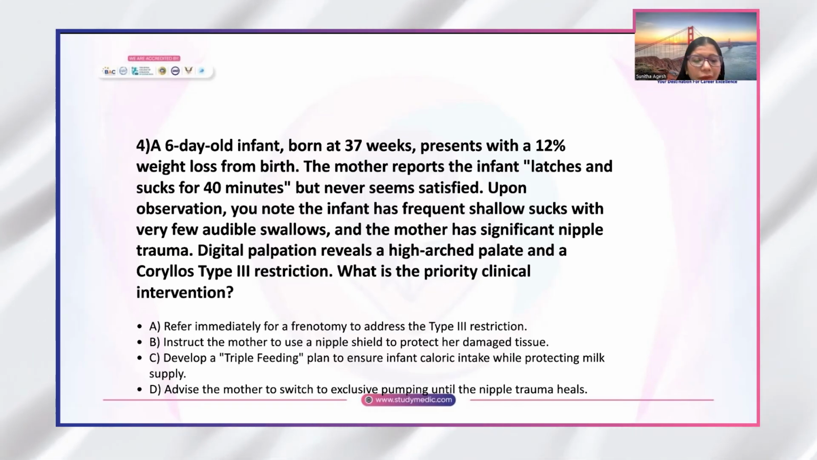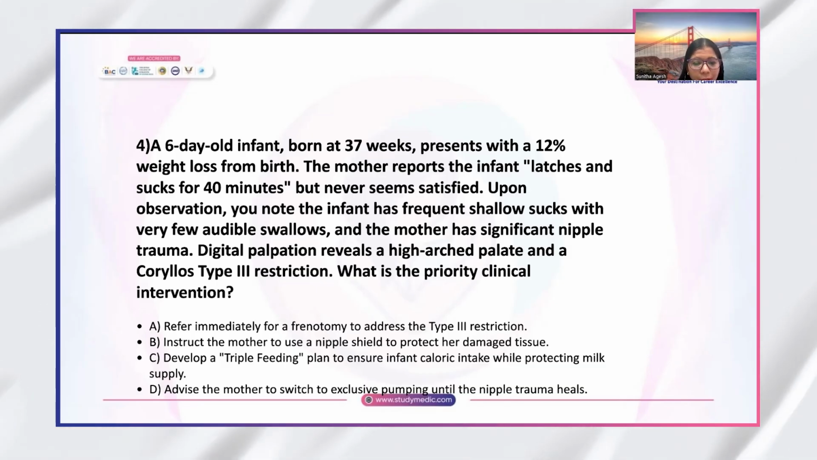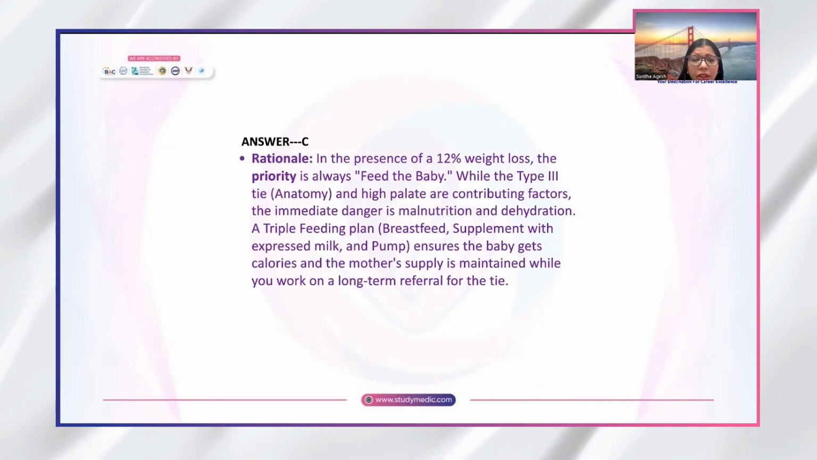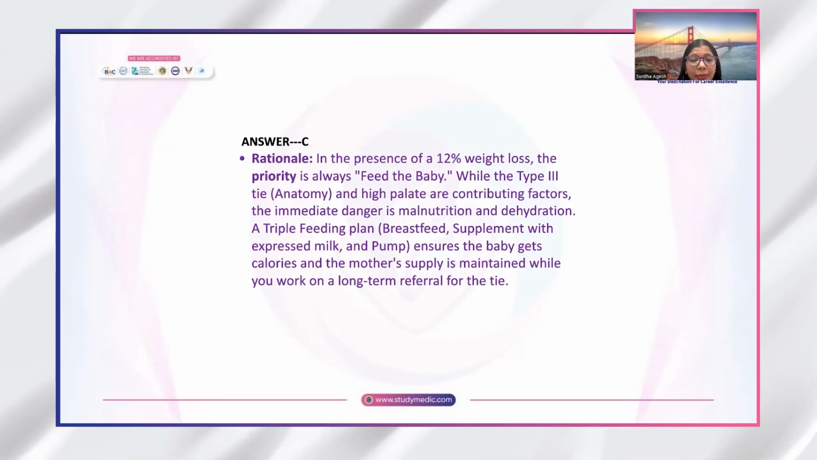Option A: refer immediately for frenotomy to address the type 3 restriction. B: instruct the mother to use a nipple shield to protect her damaged tissue. C: develop a triple feeding plan to ensure infant calorie intake while protecting the supply. D: advise the mother to switch to exclusive pumping until nipple trauma heals. Option is C, because in the presence of 12% weight loss, the priority is always to feed the baby.